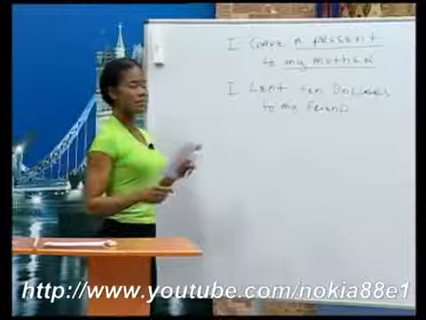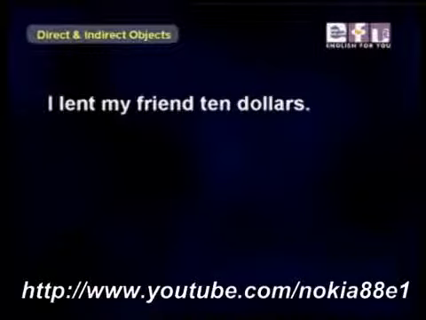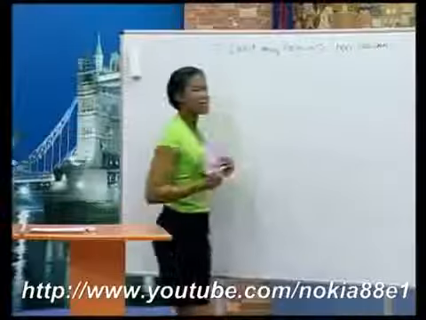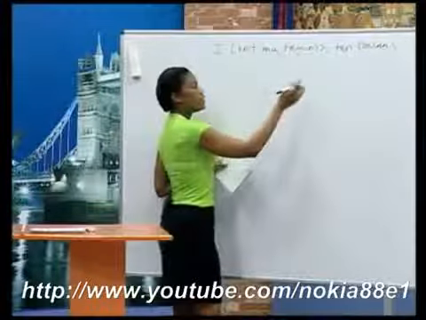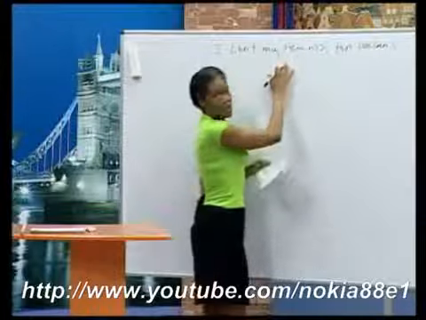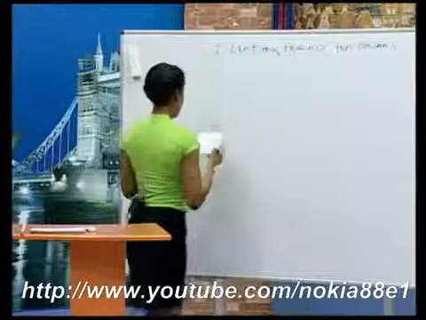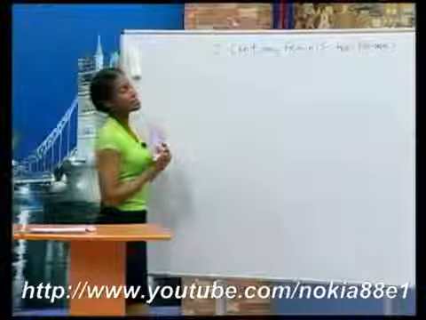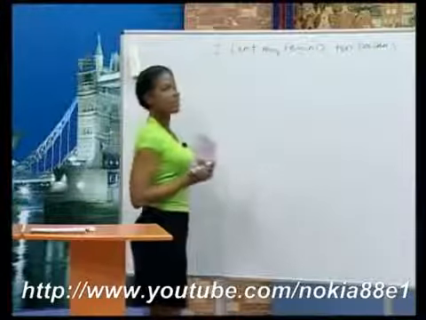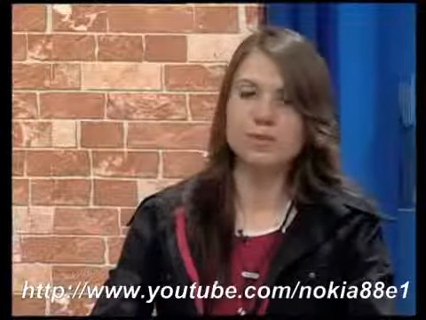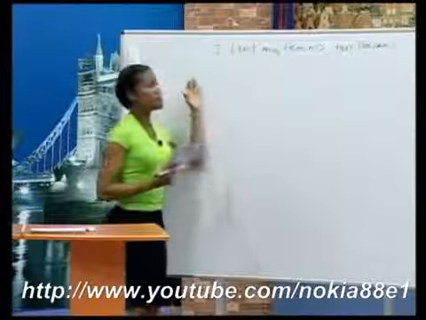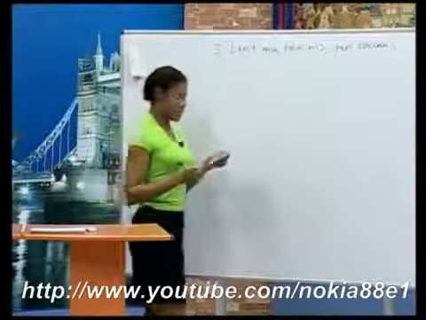We can also make the same sentences a different way. Okay, look at these sentences. I lent my friend $10. What's different? There is no to, and the places of the direct object and the indirect object have changed, right? So, Anna, who lent? I lent. Good. And what did I lend, Alberto? $10. Okay. And Sylvia, who did I lend to? My friend. Good.